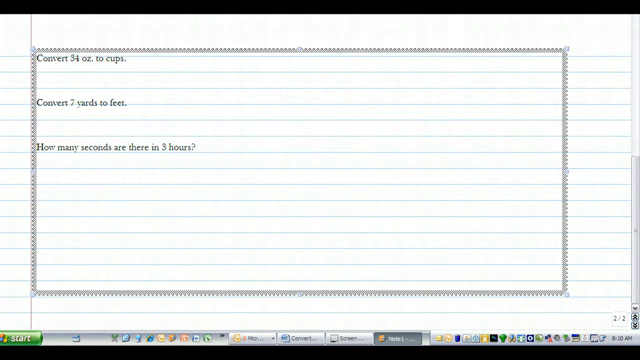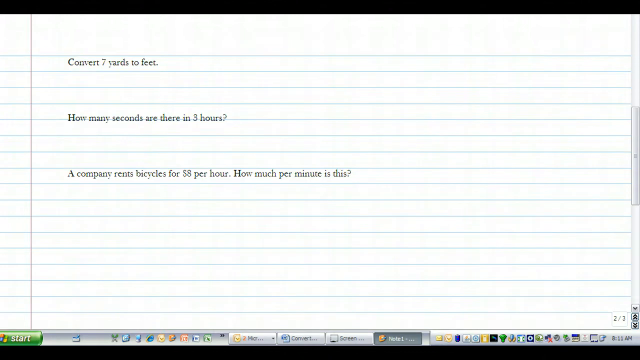All right, here we go. 34 ounces, 2 cups. I think we just did that one. Okay, here we go. Convert 7 yards to feet. And we need to know how many feet in a yard, and hopefully we know that there's 3 feet in 1 yard. So let's write this out. We have 7 yards, and we want to know how many feet this is.